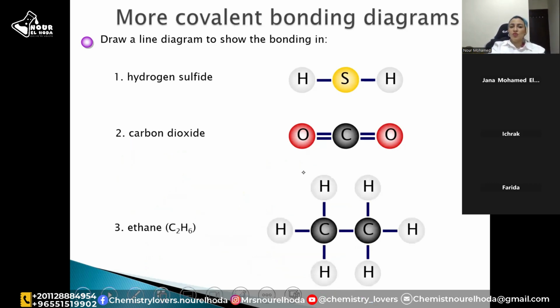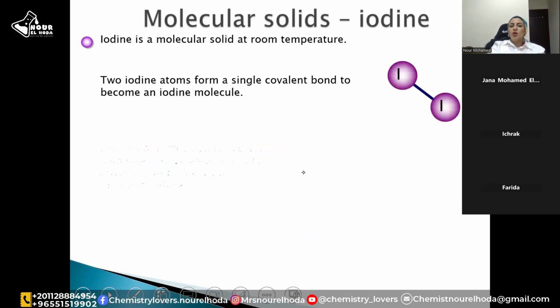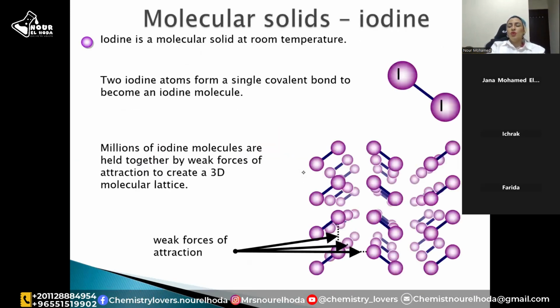Our last part for today: what are the properties of the covalent bond? Same as what we did for ionic, I'm going to say the properties. Next class, God willing, we are going to take giant covalent and metallic, which are very easy. The class after that, we will do bonding and past papers.